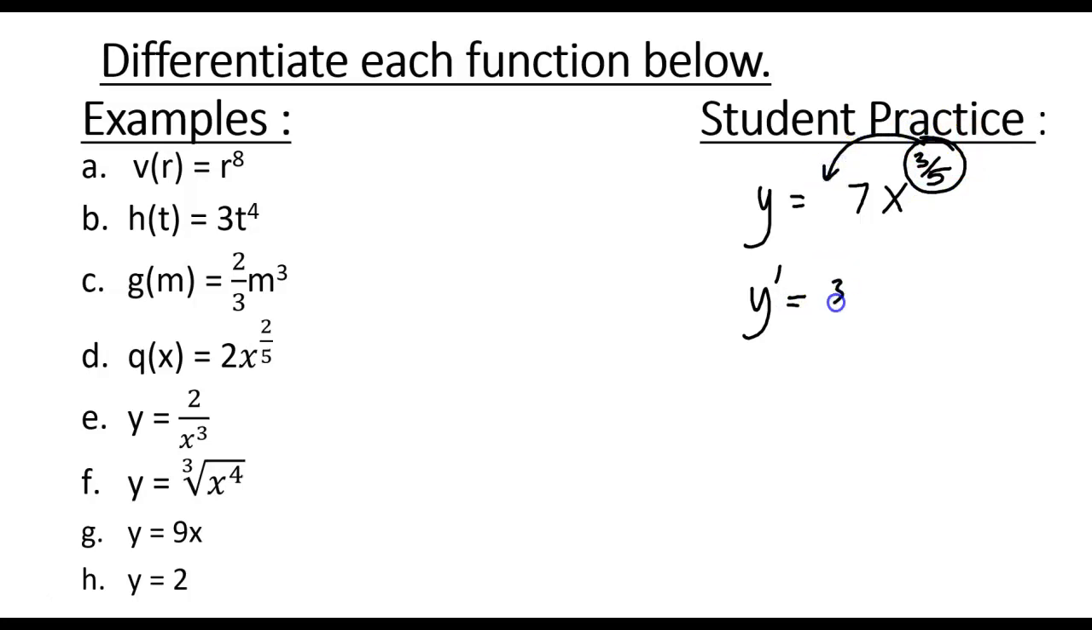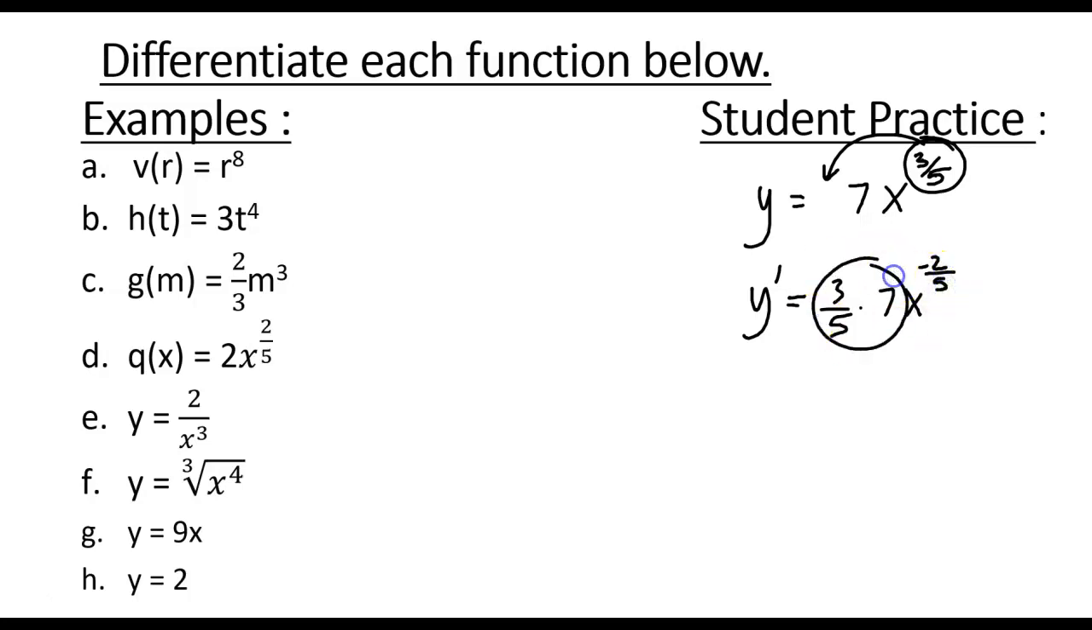So we're going to multiply the 3/5 to the front, and we're going to take 1 away from the power. To do that, we do top minus bottom. Remember, it's top minus bottom. It's not bottom minus top. So it's 3 minus 5, which is -2, not a +2. And you keep the bottom the same.